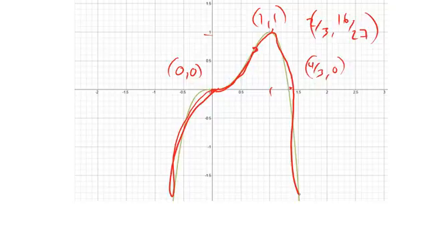Okay, and that's how we graph a polynomial. I'll do another example soon of a rational function. The only difference with that one is we have to find asymptotes, both vertical and horizontal if they exist.